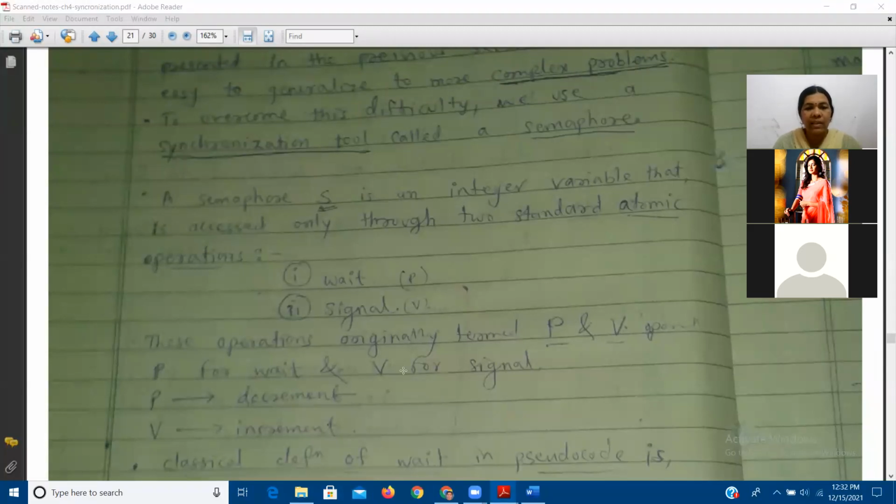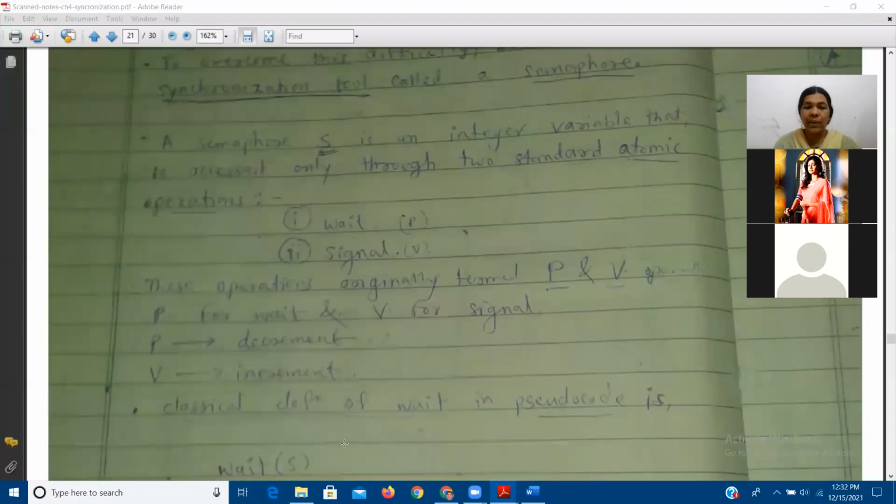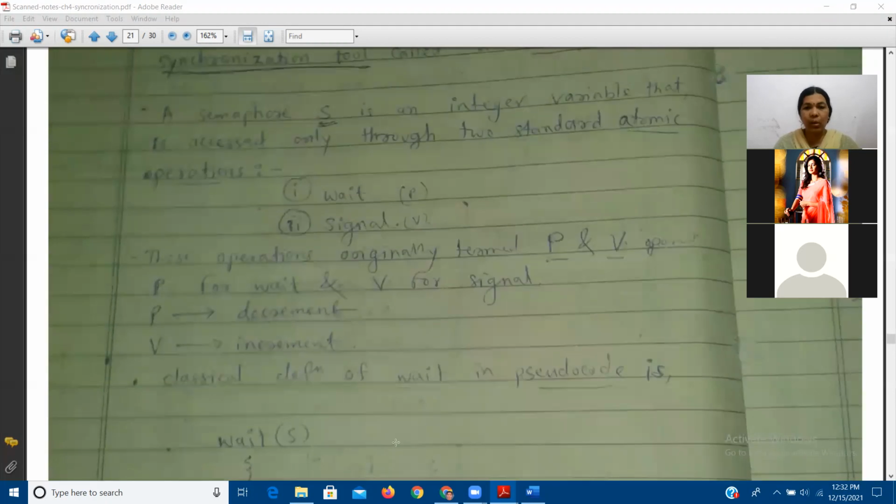Okay, so wait and signal operations are originally termed P and V operations. Keep in mind, wait is called P, not V, and signal is called V, not P. Wait is the decrement operation and signal is the increment operation. We'll see how the variable S is either incremented or decremented.